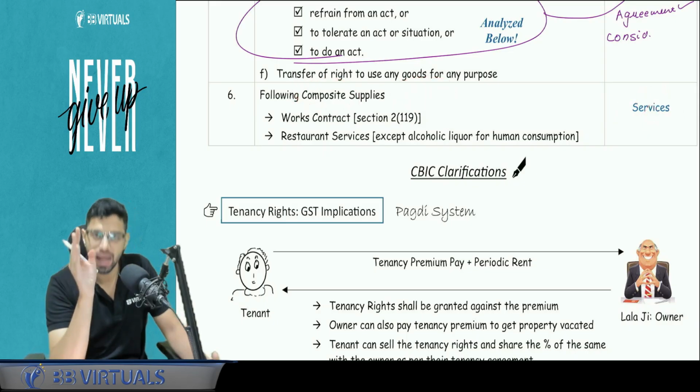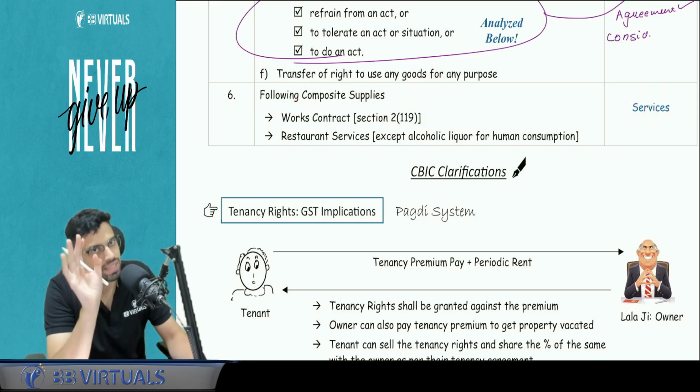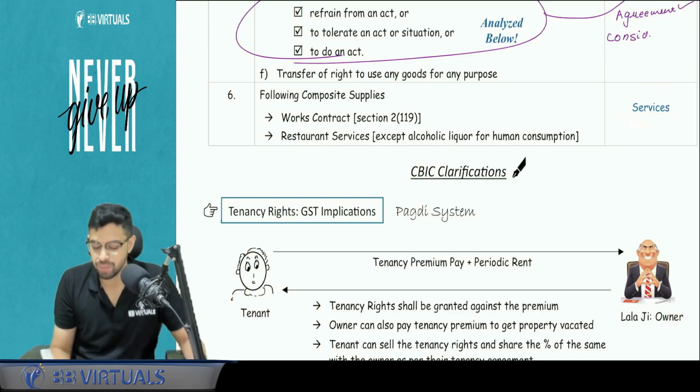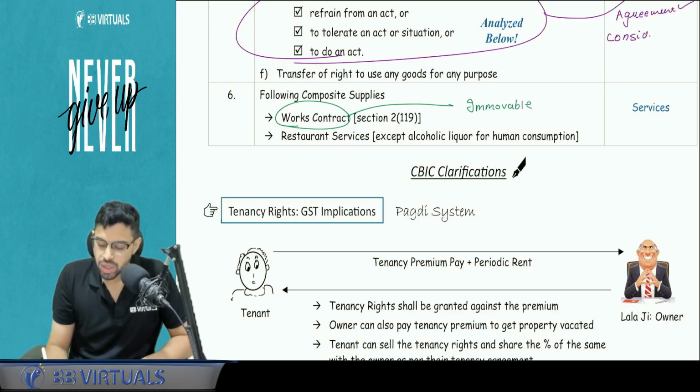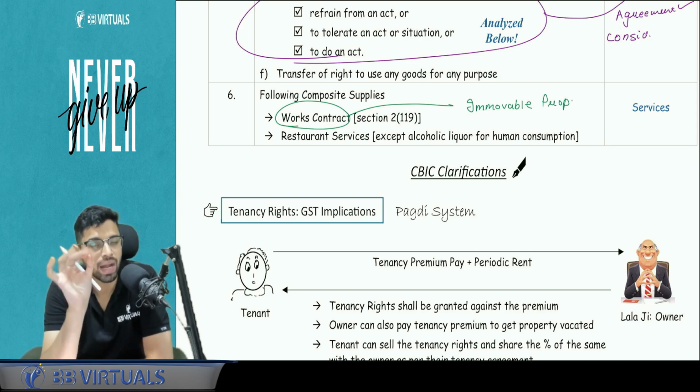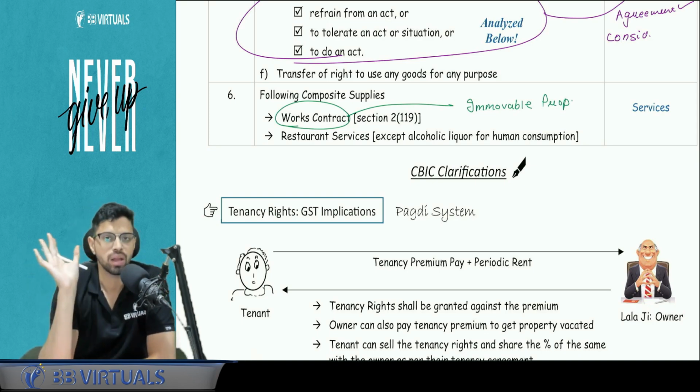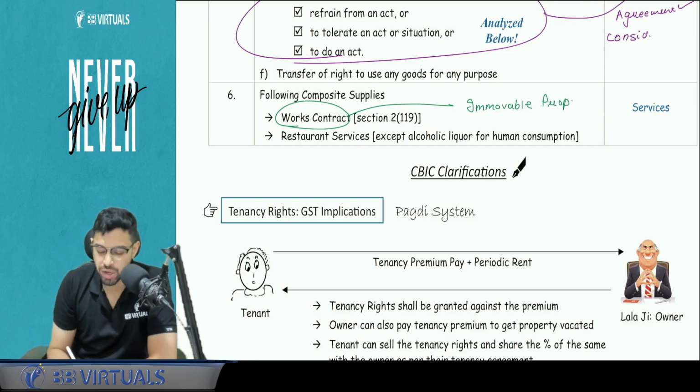So inherently, they are a bundle, but they are going to be considered as services only because Schedule 2 has clarified. What do you mean by works contract? Understand. Works contract means with respect to immovable property. The term works contract is a definition which is associated only and only to an immovable property, not a movable property. Is this clear? First of all, so works contract involves goods plus service element, but with respect to immovable property.